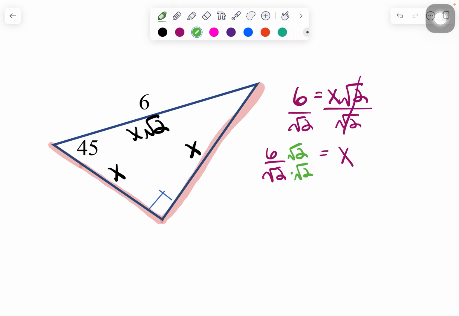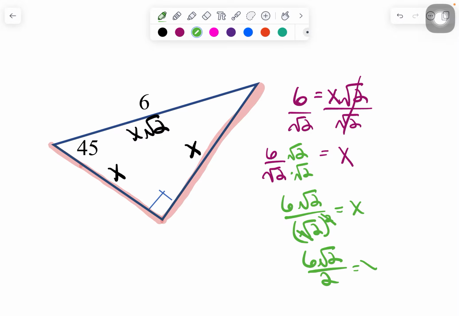Okay, let's see what happens here. Oh, and by the way, when you multiply in the denominator, you also need to multiply in the numerator. So 6 root 2 over, now in the denominator, those root 2's don't disappear. It's just that now you have 2 of them being multiplied. So that's going to be root 2 squared. It's been a little while since we've done this, but a root and a power that are identical, square root and squared, are going to cancel each other out. So I've got 6 root 2 over 2 is equal to x.